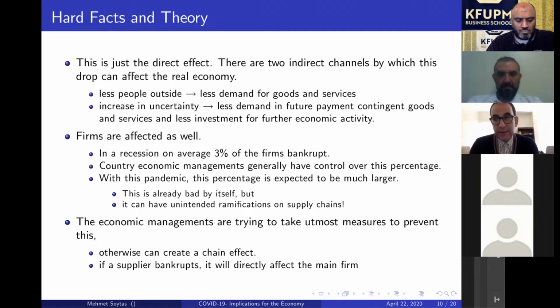So we know firms are affected as well. So giving some numbers or perspective about that: in a recession, on average, 3% roughly of firms go bankrupt. That's a number that economic managements in any country generally have some control of. Because if they want to increase the debt reliefs or tax reliefs to those companies, they may actually decrease this number a little bit. Or if they do not do anything, they let this number increase a little bit. But this is on average a number coming out of the previous recessions that we have seen.